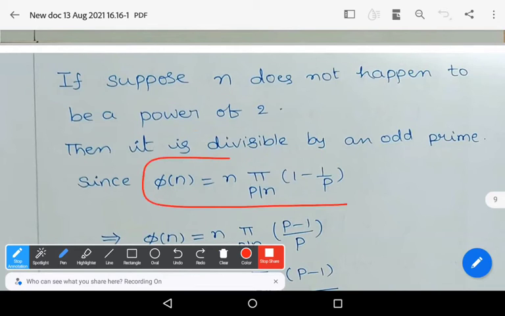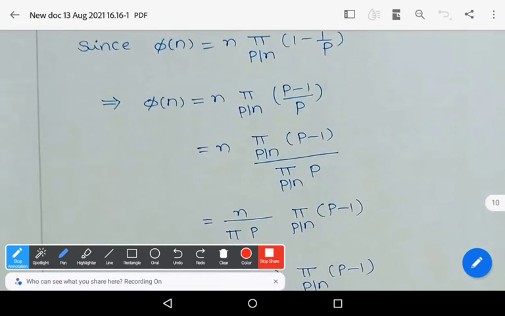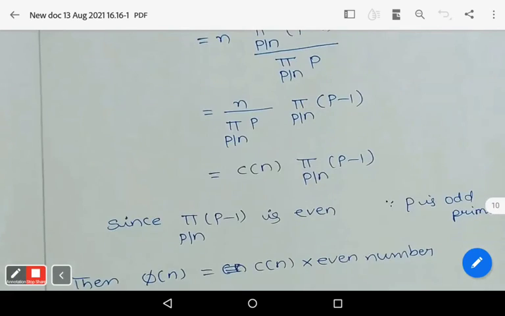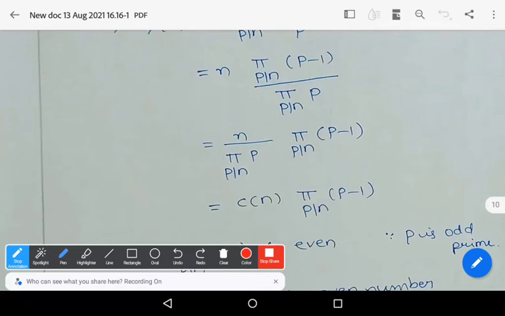Now pi of n is equal to, again by using the product formula, n into product over p dividing n of 1 minus 1 by p. This can be written as n into product over p dividing n of (p minus 1) by p. Again this product can be split: product of (p minus 1) divided by product of p. Let us rearrange the terms: n divided by product over p dividing n of p, into product over p dividing n of (p minus 1). Let the first part be some constant c of n.